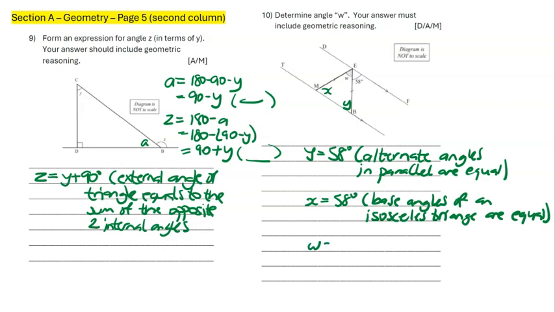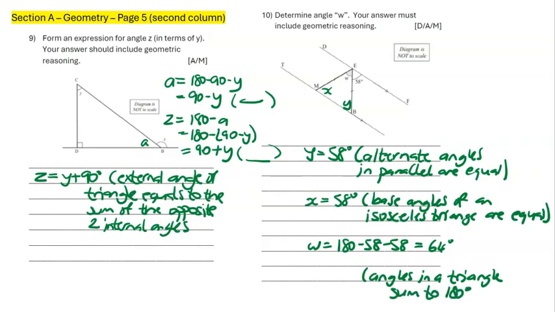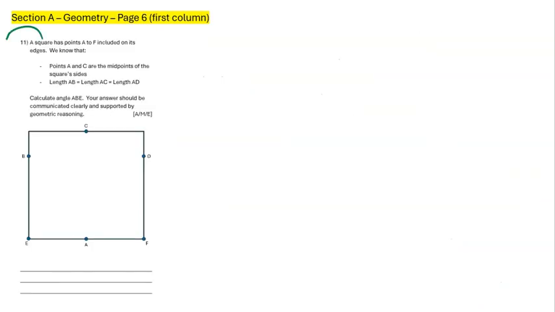So that means W is going to be equal to 180 degrees minus 58 again. This is the triangle rule in action. And when I did all of that, I got 64 degrees. And that there was angles in a triangle sum to 180 degrees.